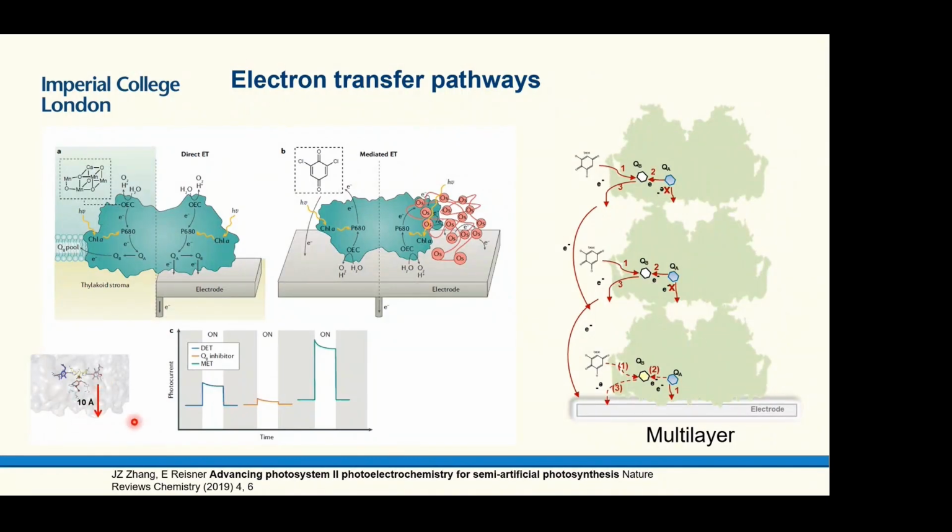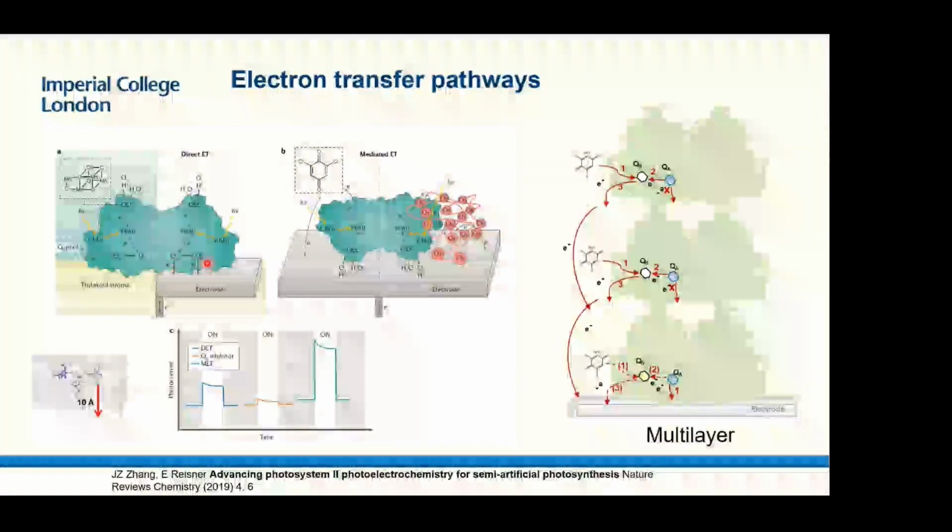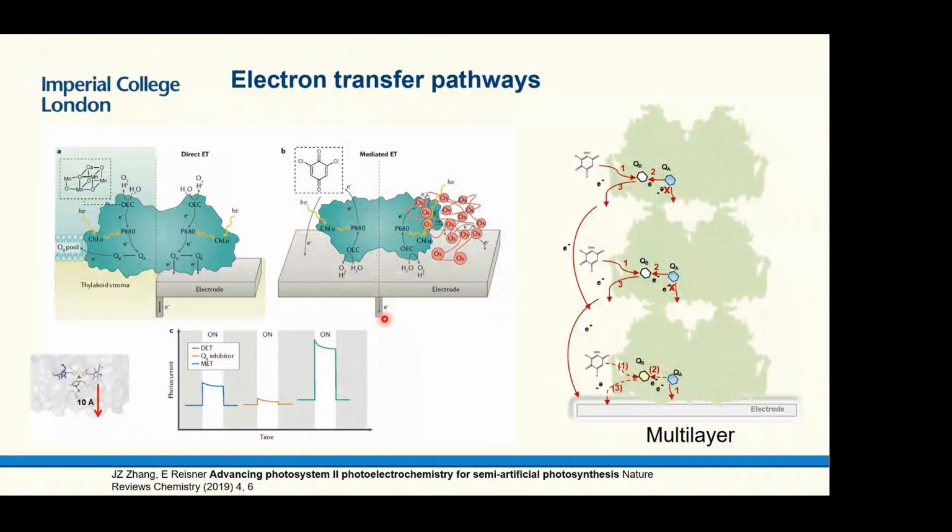The distance from the quinone to the surface is about 10 angstrom. So if you have direct interaction with the electrode, it's a distance that is still okay for direct electron transfer. And so in this configuration, people have measured the direct photocurrent. When you add an inhibitor to the quinone, in some cases you get a reduction of the current, suggesting that part of this electron flow is coming from the mobile quinone. And then when you use a mediator, then you get an enhancement of the current.